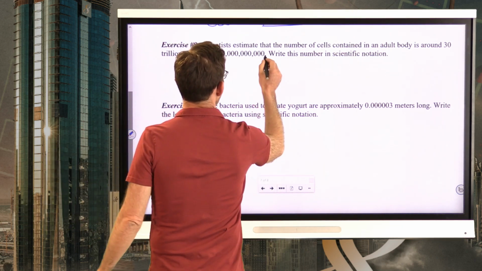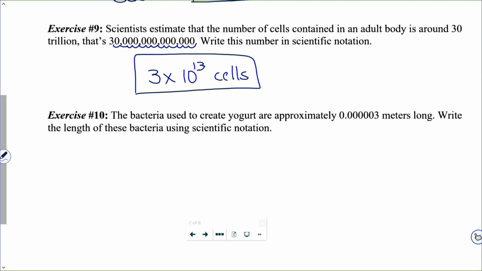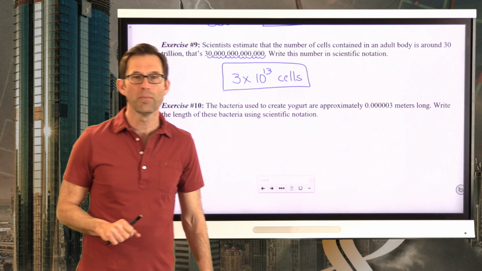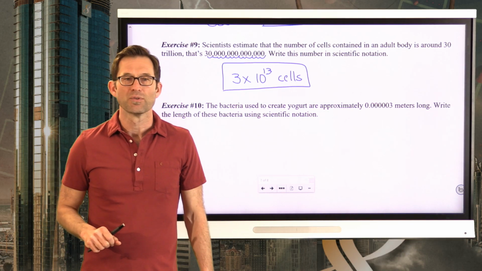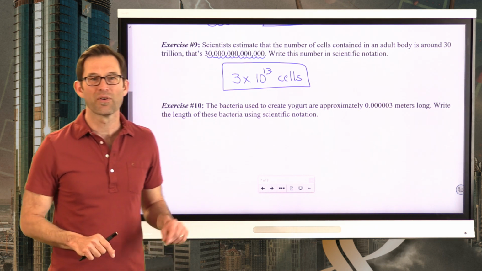All right, here we go. 1, 2, 3, 4, 5, 6, 7, 8, 9, 10, 11, 12, 13. That's going to be 3 times 10 to the 13th, whoops, not times 10 to the 3rd, cells. 3 times 10 to the 13th cells in the human body. That's almost creepy. All right, let's take a look at one where we deal with something very small.